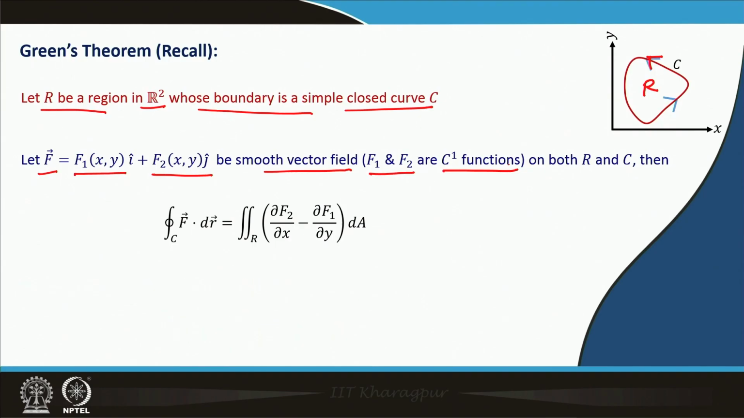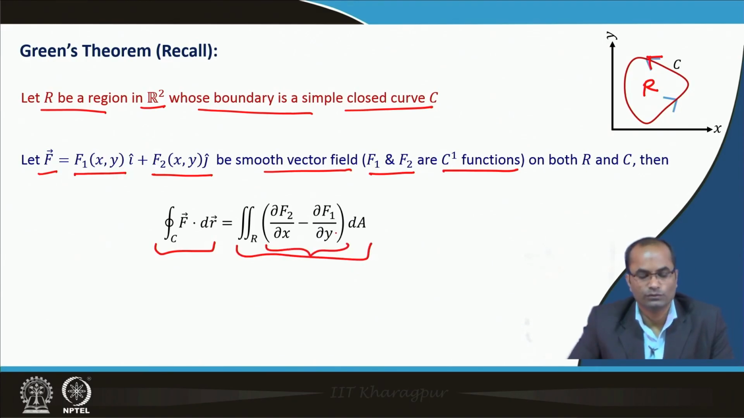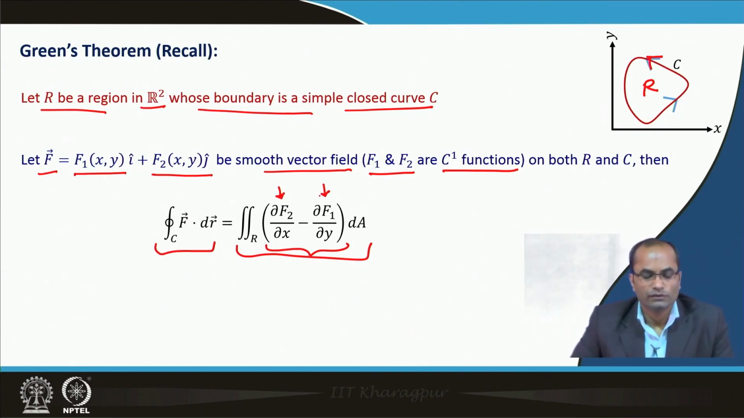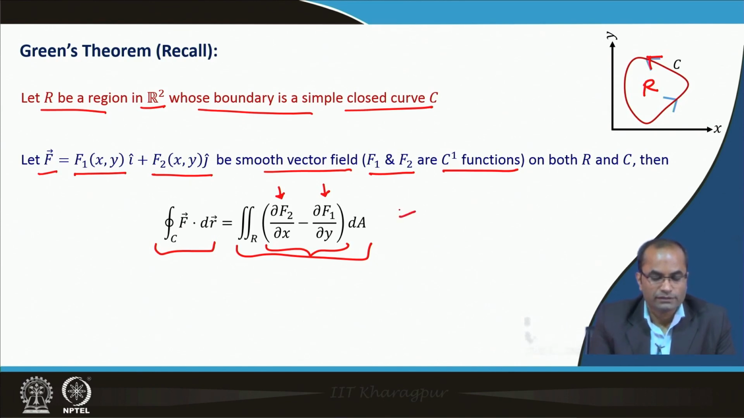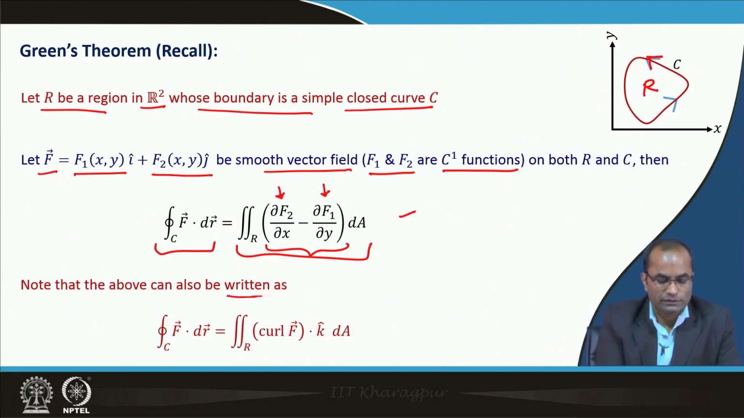Then Green's theorem says that this line integral of f dot dr is equal to this area integral, where the integrand is now the difference of these two partial derivatives: the partial derivative of f2 with respect to x and the partial derivative of f1 with respect to y. So, having this, we will rewrite this Green's theorem in a slightly different way.